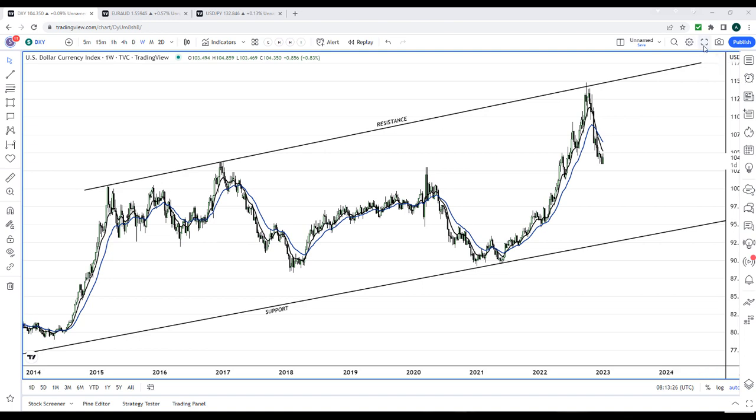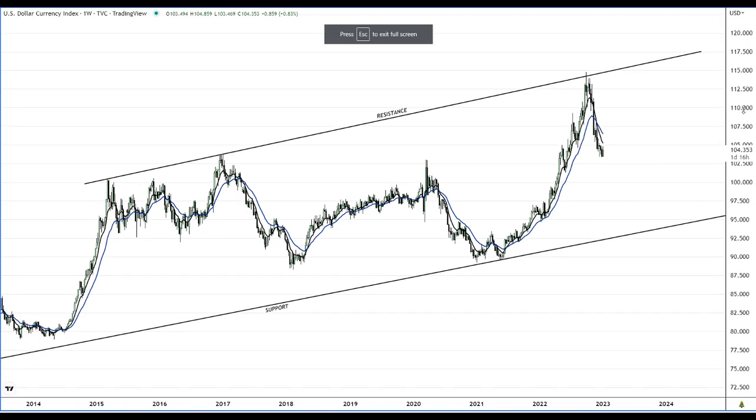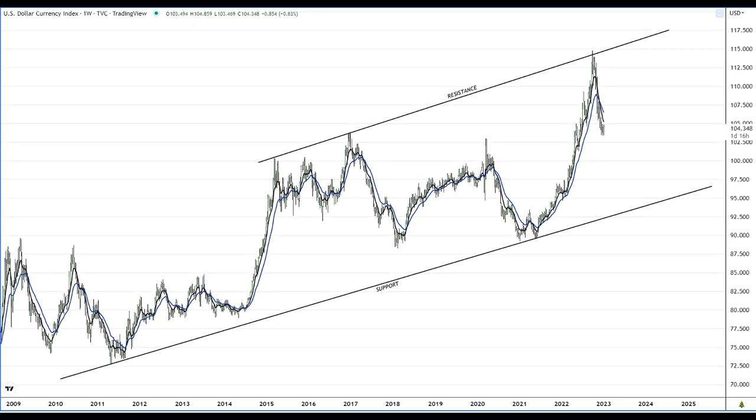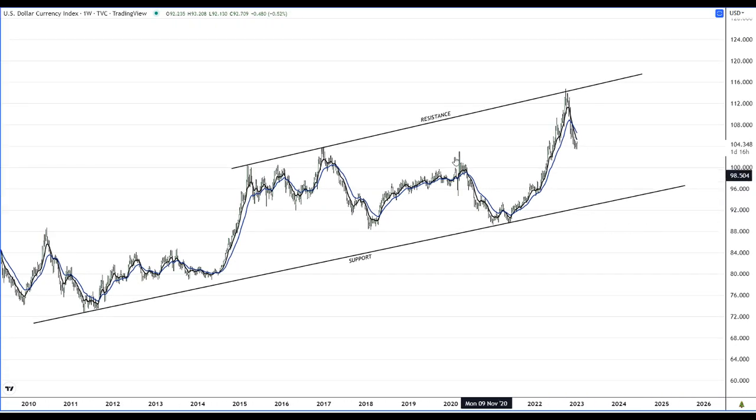I'm going to have a look at some charts of interest here. I'm going to start with the dollar index though. Dollar index for me is trading within this structure of resistance and support. You can see we've hit resistance here, here and here. This was back in September 2022 and we've started to sell off again.